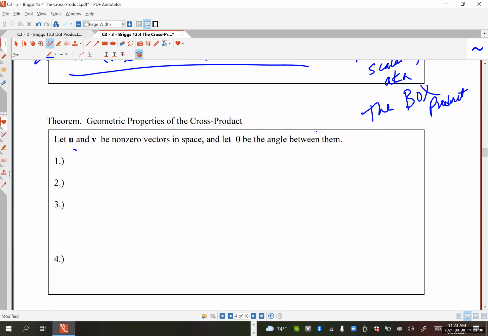Fantastic. All right, now you ready for the geo? Here we go. You've got two non-zero vectors in space, because you know the zero vector is not interesting. It's just a dot. We want our vectors to have some oomph, some magnitude. And let's say theta is some angle between those two vectors wherever they are. Fine.